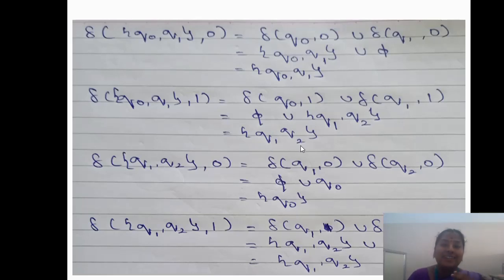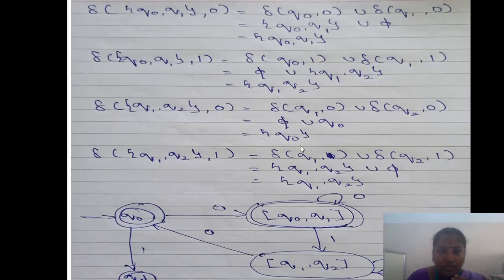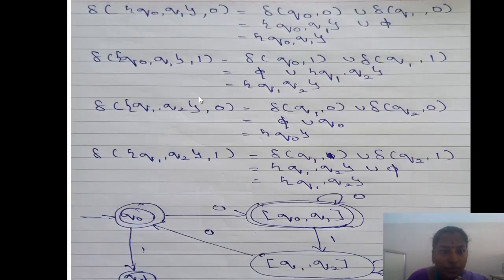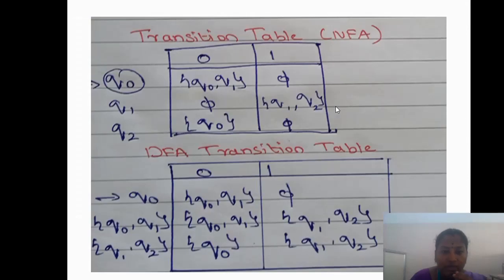Again we will calculate this as a new transition. So here we state Q0 Q1, and after that we evaluate Q1 and Q2: if it is 0, where it goes, and if it is 1, where it goes. Here you perform the union operation to calculate each transition. After evaluating your DFA transition table, we will draw a transition diagram for the constructed transition table.